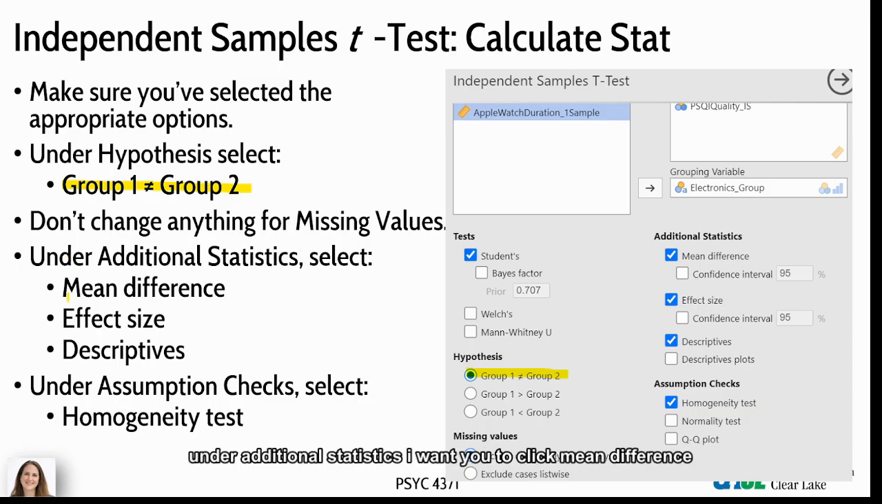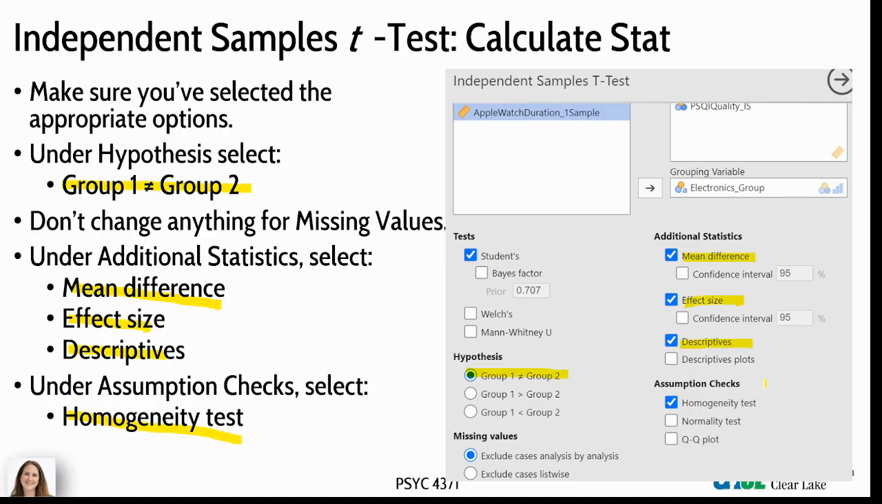Under additional statistics, I want you to click mean difference, effect size, and descriptives so that we have all we need to write our conclusion up for our data set with regard to APA. So you're going to select mean difference, effect size, and your descriptives. And now this time I told you we were going to check our homogeneity of variance. So under assumption checks, I want you to click homogeneity test.